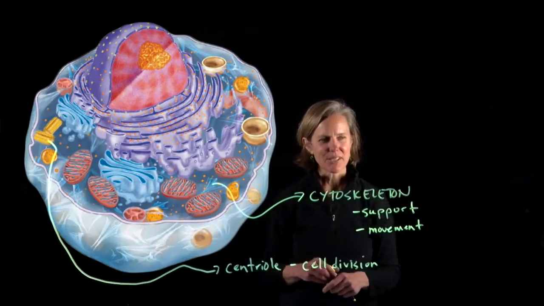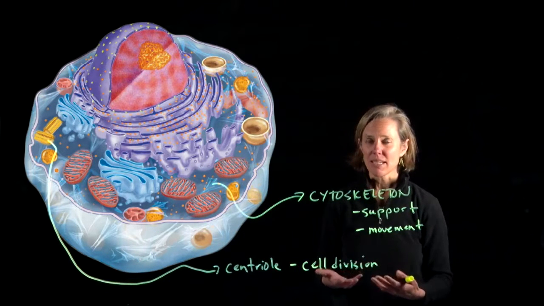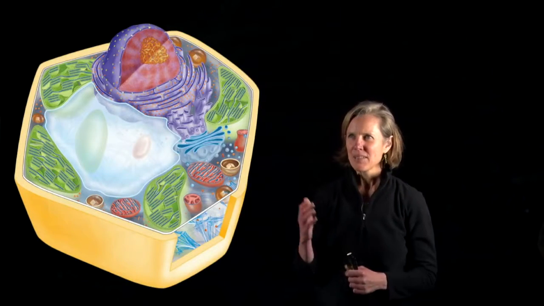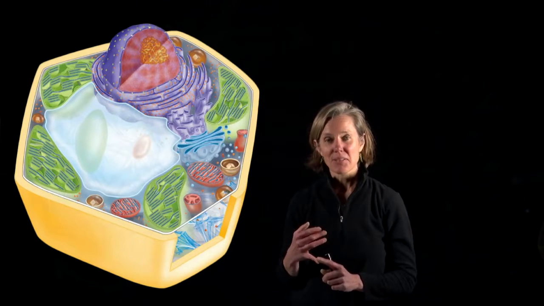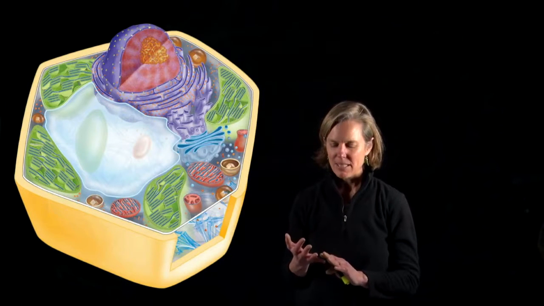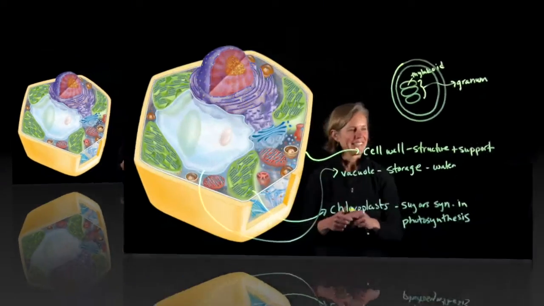Okay, now let's turn and look at some of the organelles and structures that are found in plant cells, but not animal cells. So here we have our generic plant cell. First thing I want you to notice is that you don't see centrioles in this plant cell, nor do you see lysosomes. Those are features that we only find in animal cells.